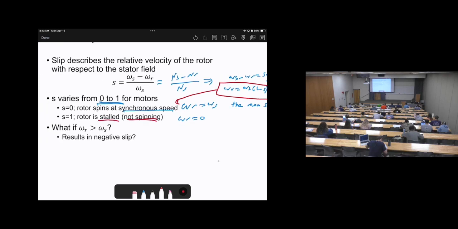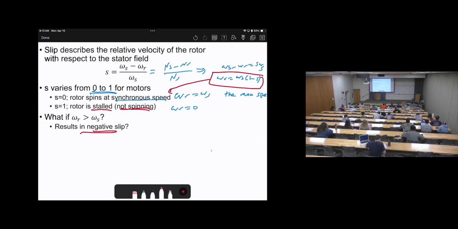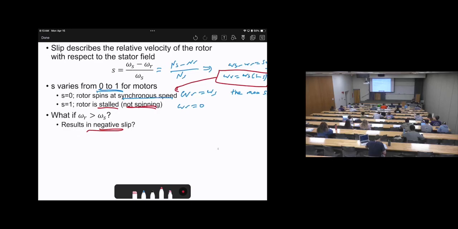But there is a question: can the slip be negative? The answer is yes, it can be. If it is negative, this yields omega R larger than omega S. Since omega S minus omega R over omega S has omega S minus omega R less than 0, this means the ratio is less than 0. As a result, S will be less than 0. So this happens when the rotor speed is larger than the synchronous speed.